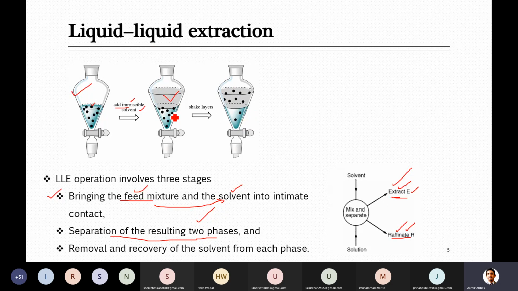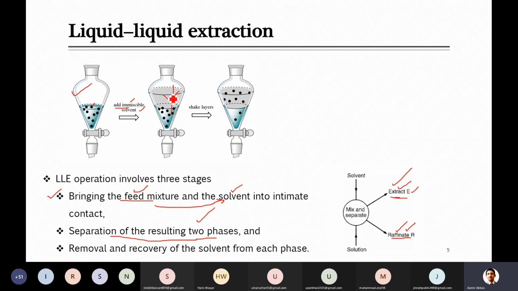And why do we need mixing? The mixing is needed because we want to transfer these components from the feed towards the solvent. If you just put them together and leave them, definitely there will be a very small amount of the component transferred from the feed to the solvent. But when you mix them, there will be more mass transfer. They will be in contact more as compared to if they remain settled.